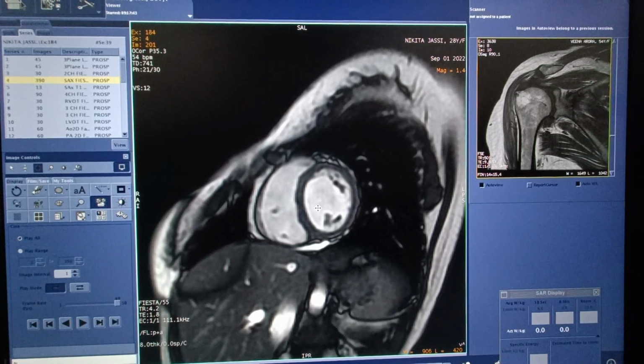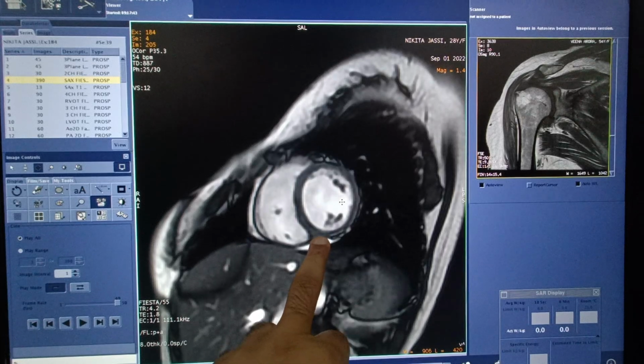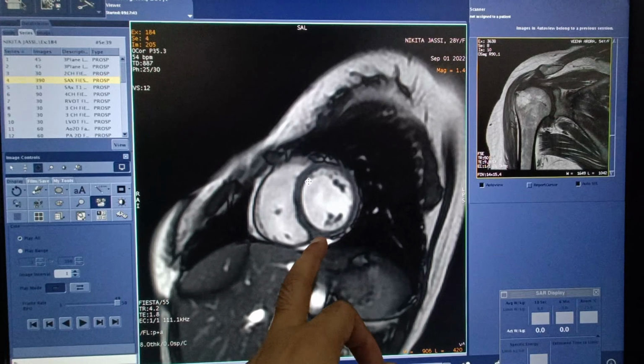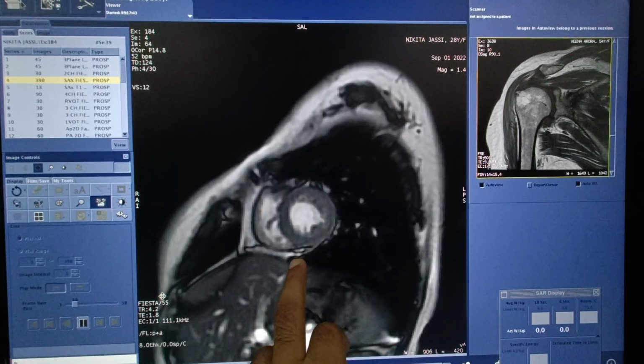The short axis is a very important view, I have already told you, which we obtain as a stack from base of the heart to the apex to look at the wall thickness and the wall motion of the left ventricle, so we can diagnose the wall thickness and wall motion abnormalities. You can see here carefully.